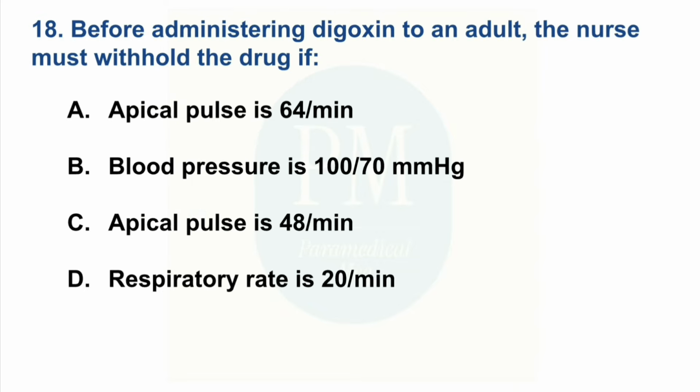Before administering digoxin to an adult, the nurse must withhold the drug if option A, apical pulse is 64 per minute, option B, blood pressure is 100 per 70 mmHg, option C, apical pulse is 48 per minute, option D, respiratory rate is 20 per minute. The correct option is option C, apical pulse is 48 per minute.